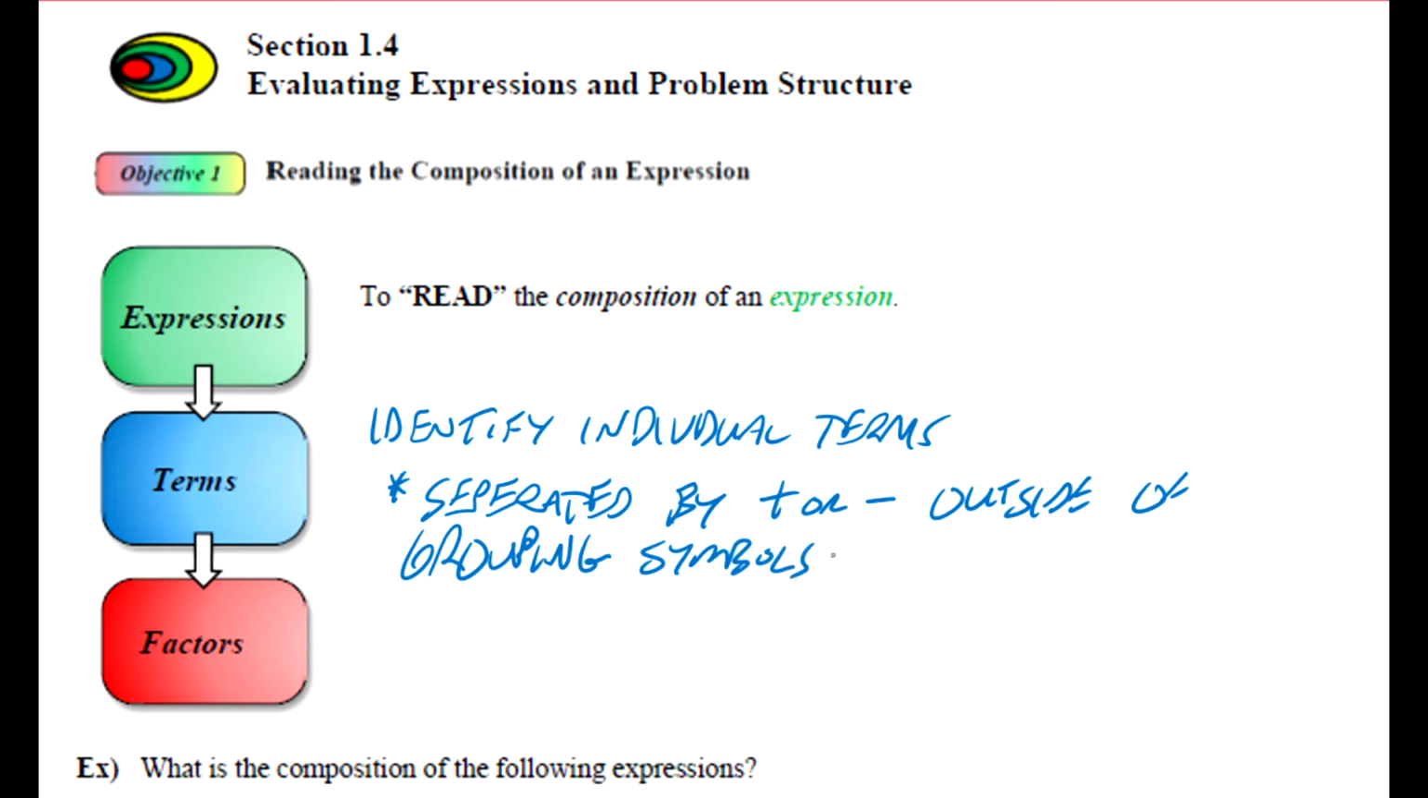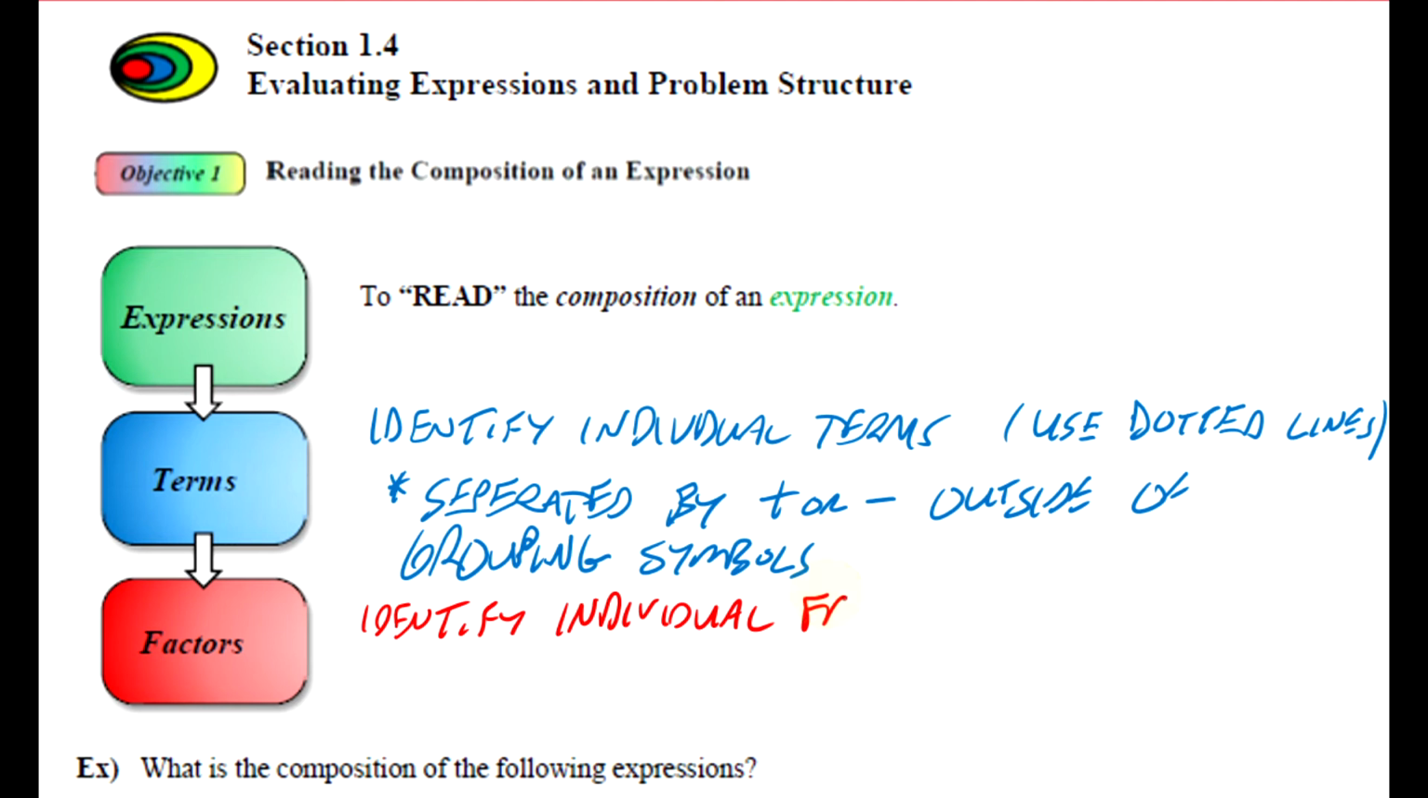So when we do this, remember we use dotted lines to separate the terms, and it helps us keep those terms separate throughout the process, right? Now, the second thing is to identify the individual factors.